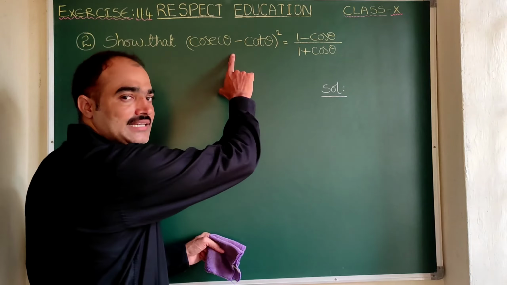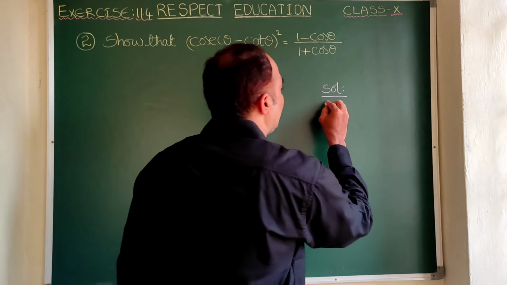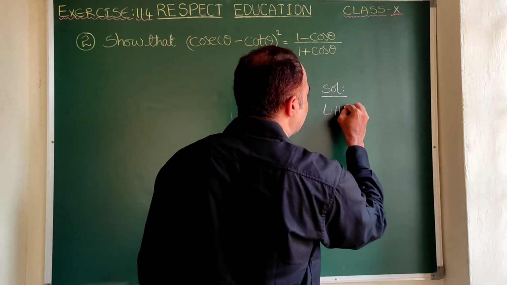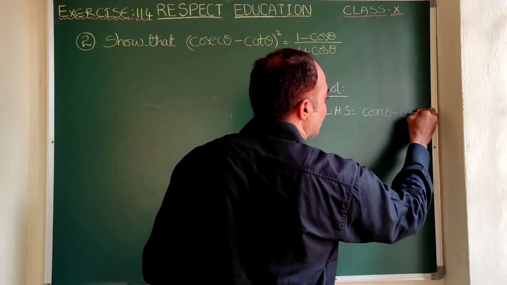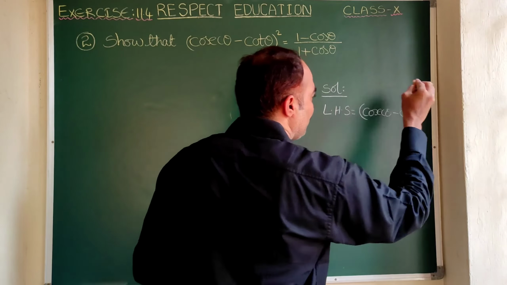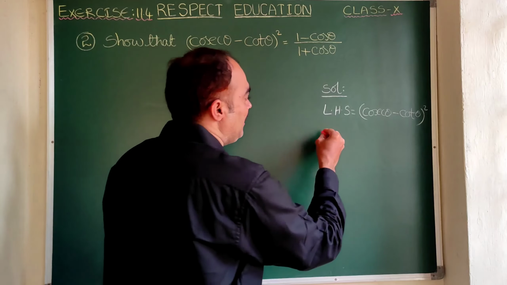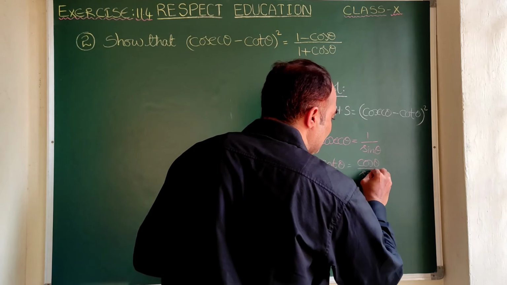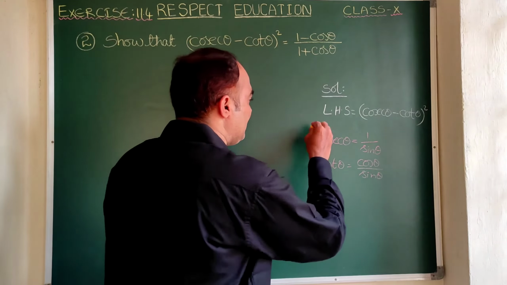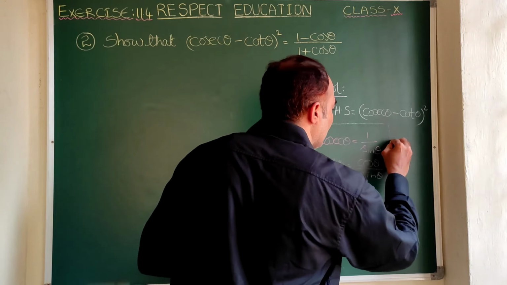Here this is LHS, this is RHS. So let us consider LHS, that is cosecant theta minus cot theta whole square. Now here, can you tell me, from reciprocals, what is cosecant theta? 1 by sin theta. And what is cot theta? Cos theta by sin theta. So let us use these formulas for solving this problem.